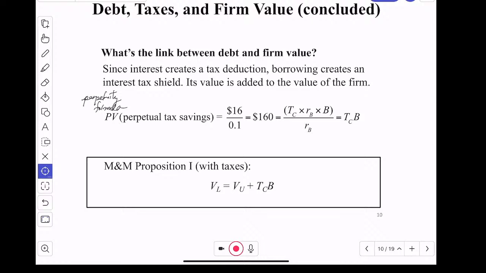So it looks like adding more debt adds greater value. How much more debt? Is there a limit? What's the goal of the shareholder again? To increase the value of the firm. So shareholders will do what? They will want more and more debt.